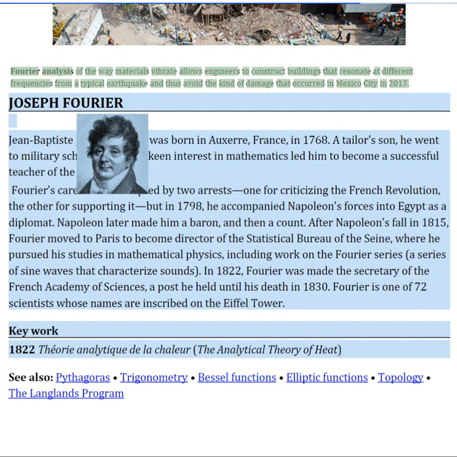Fourier analysis of the way materials vibrate allows engineers to construct buildings that resonate at different frequencies from a typical earthquake, and thus avoid the kind of damage that occurred in Mexico City in 2017.